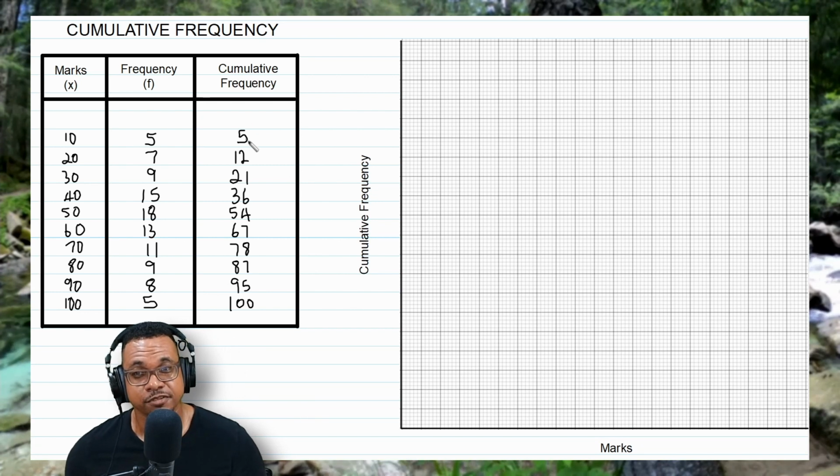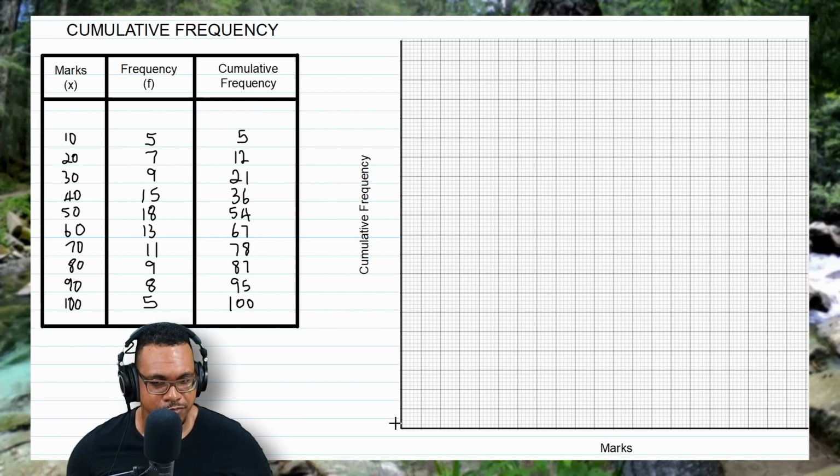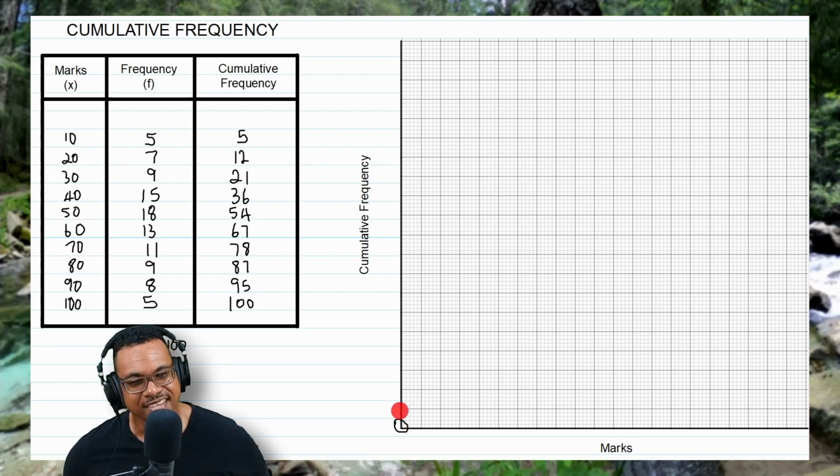And also my cumulative frequency goes from 5 to 100. So I can start at 0 and go all the way up to 100 on the y-axis. So here will be the origin, which is 0 for x and also y. And what I could do, I could go up by 10 units every 2 centimeters on the y-axis. I could do the same thing for the x-axis.